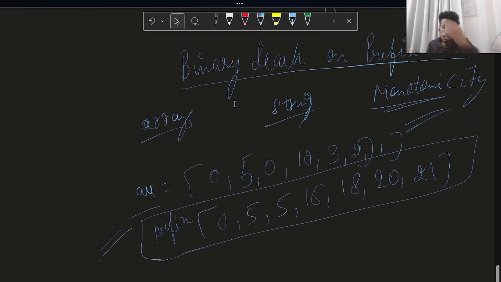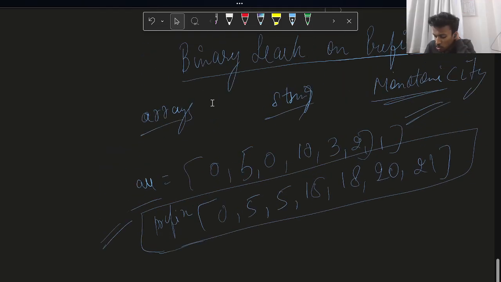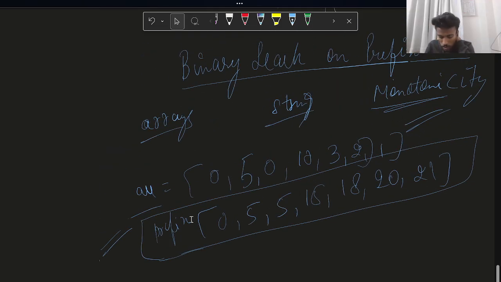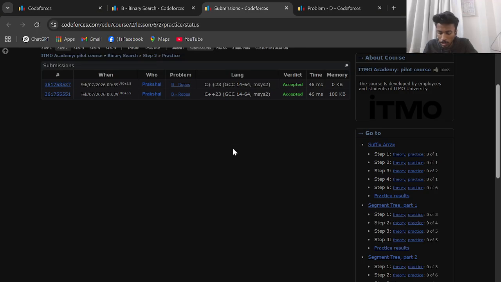It is not a separate topic. Since we now know binary search and binary search on answer, you can apply binary search on anything where you see a monotonic order. We saw that prefix sum follows a monotonic order because it is increasing, so that is why we can apply binary search here also. Let's see a question on that.